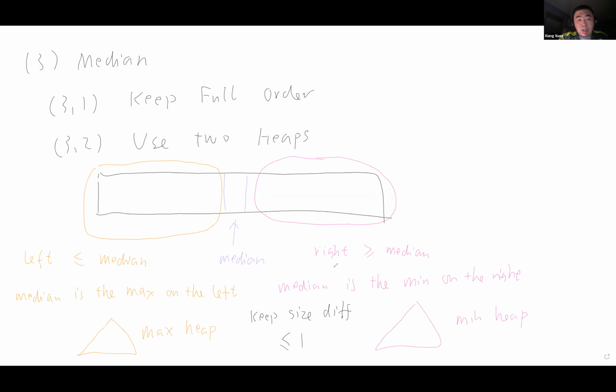Because, for example, if the left one has 2 more elements than the one in the minimum heap on the right, what we can do is pop the element from the left to insert into the right. The reason we can do that is the one on the top of the heap on the left is the maximum in that heap, right?